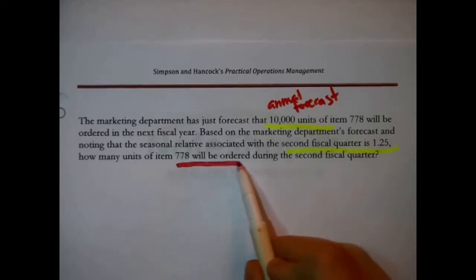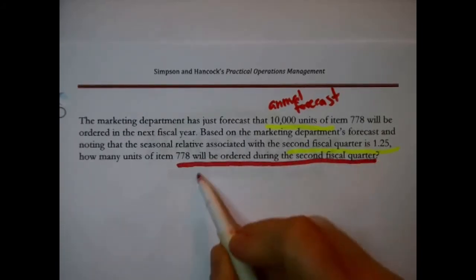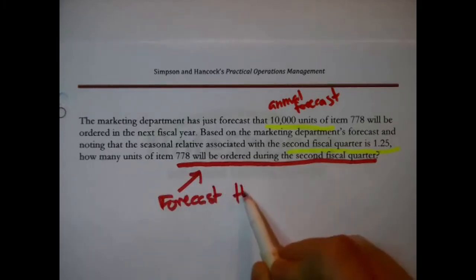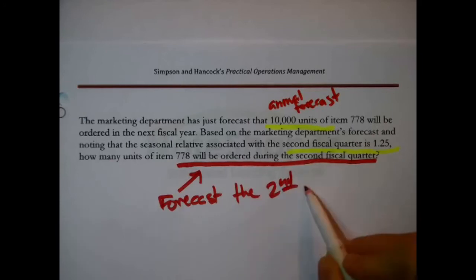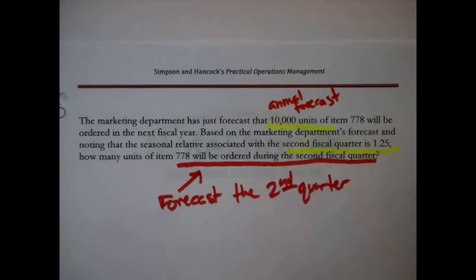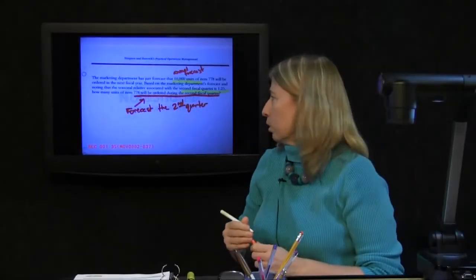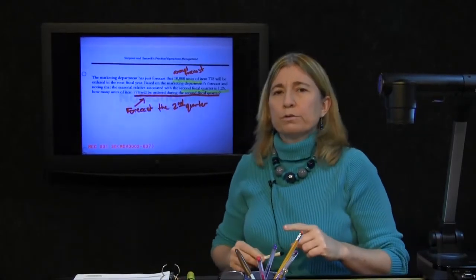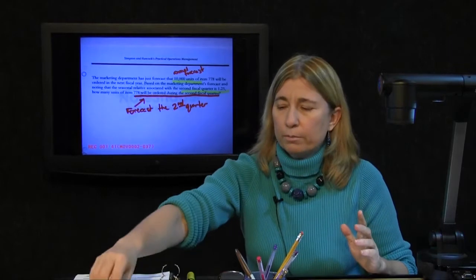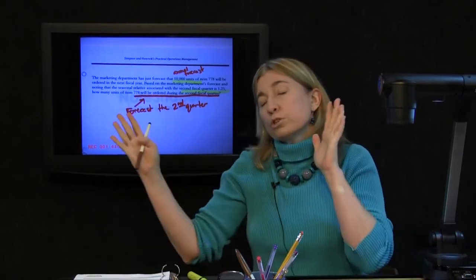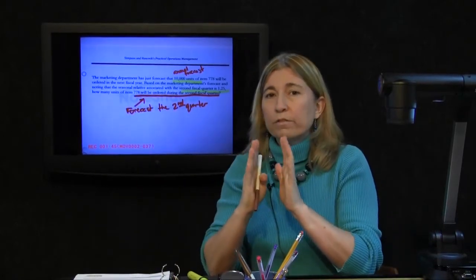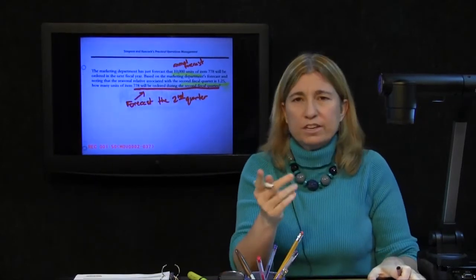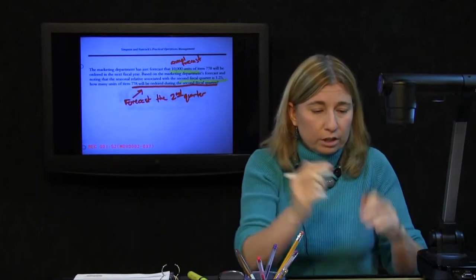So this problem wants us to forecast the second quarter, second fiscal quarter. Oh, okay. Well, how are we going to do that? Notice that we have an annual forecast because this is a very typical pattern. We have an annual forecast, but we just want a forecast for one of the seasons, in this case, one of the quarters. Well, the first step is, it's logic.